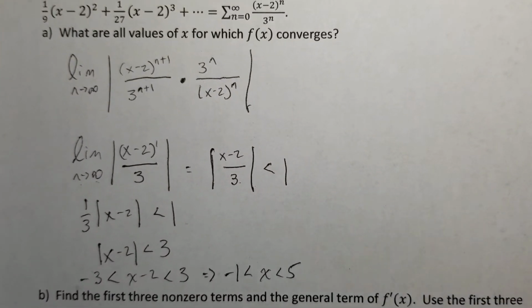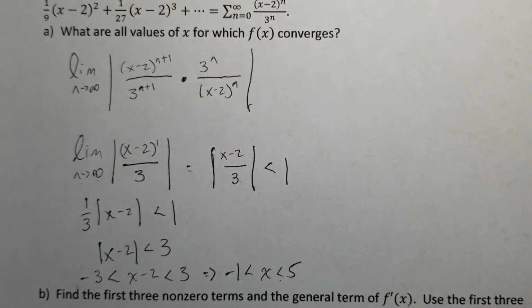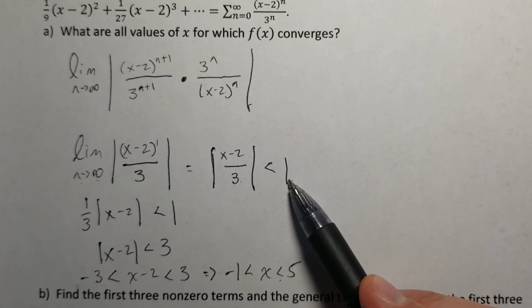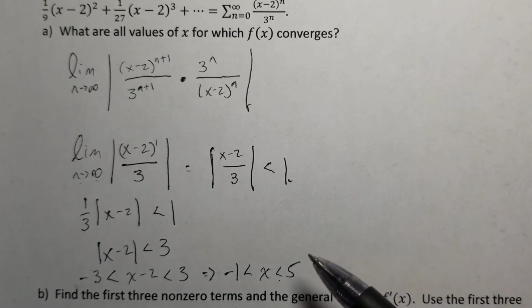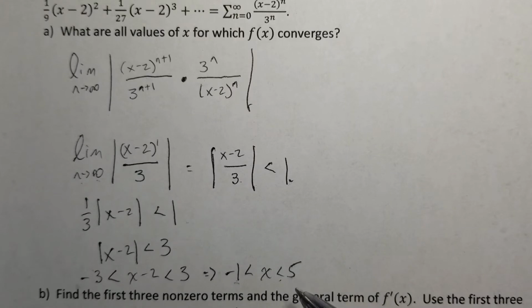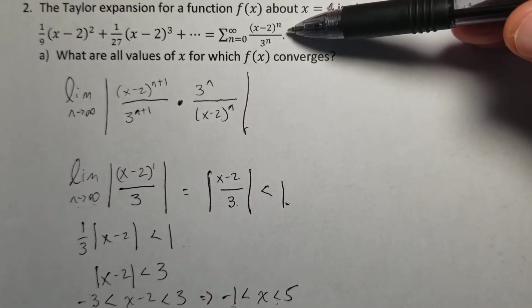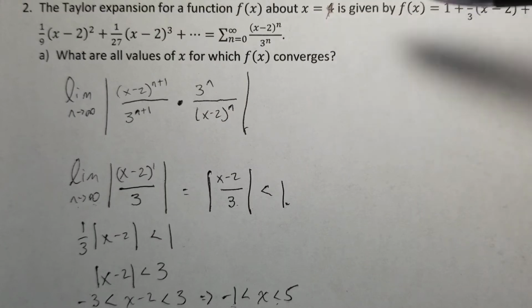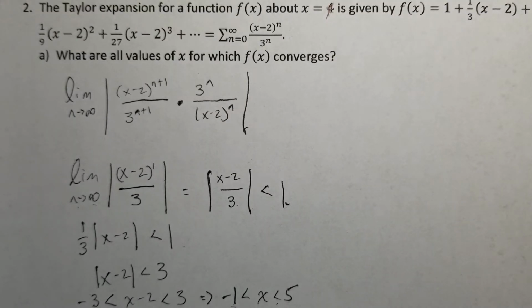So we can see from our ratio test that on the open interval from negative 1 to 5, our series will converge. Now, we're not done yet. The ratio test, when it equals 1, is undetermined, so we need to do some further investigation. We need to test the endpoints. So I'm going to take x equals negative 1 and x equals 5, substitute those in for the value of x in our summation, and test whether those individual points make this series converge or diverge.